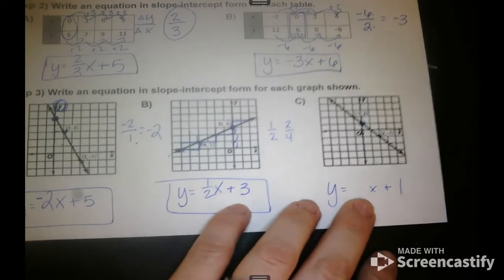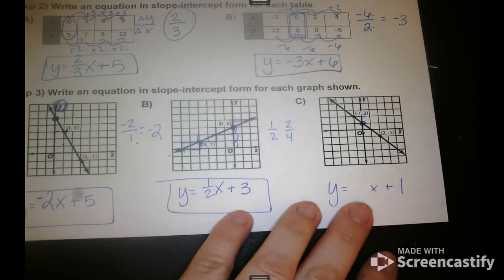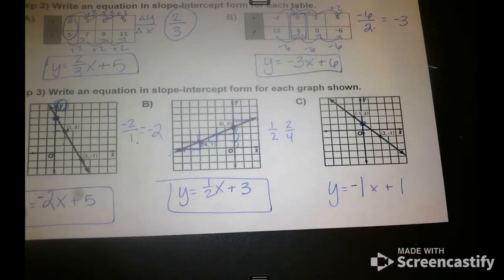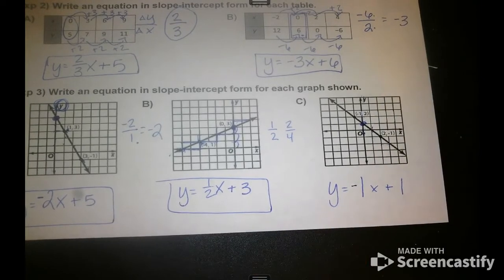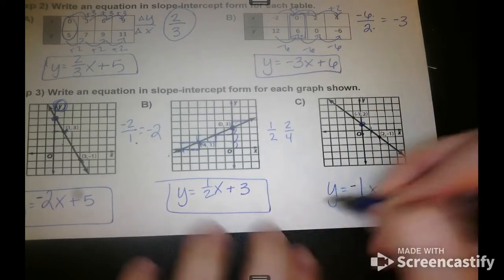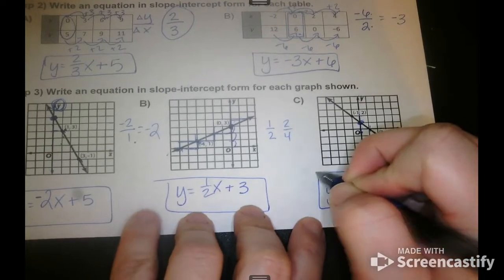So it is 1, but there's something that we need to add to the 1. A negative 1 since it was going down. Down 1 over 1, down 1 over 1. But yes, it is just 1. Good job.